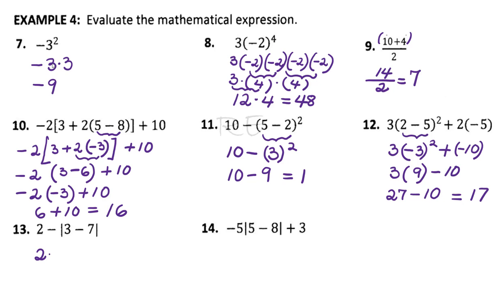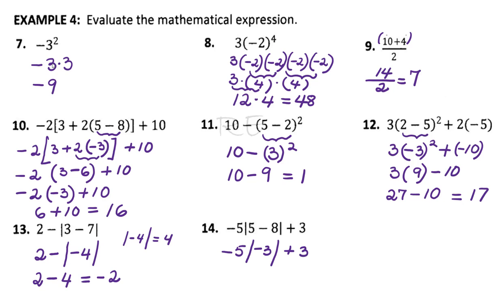Number 13, the absolute value of 3 minus 7 is equal to the absolute value of -4. The absolute value of -4 is equal to 4, so it's 2 minus 4, which is -2. For number 14, we have -5 times the absolute value of 4 minus 8, which is equal to the absolute value of -4, plus 3. The absolute value of negative 4 is positive 4. We get negative 5 times positive 4 plus 3. Following order of operations, negative 5 times 4 is negative 20, plus 3 is equal to negative 17.